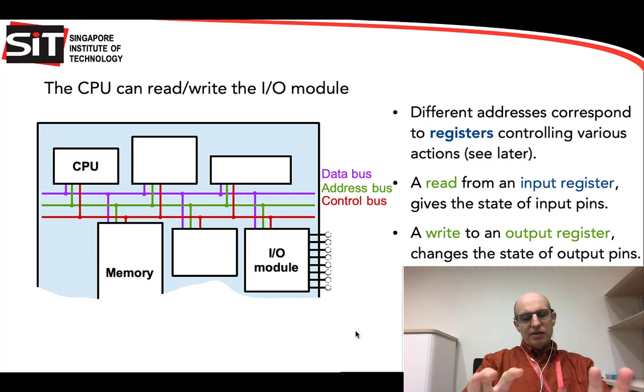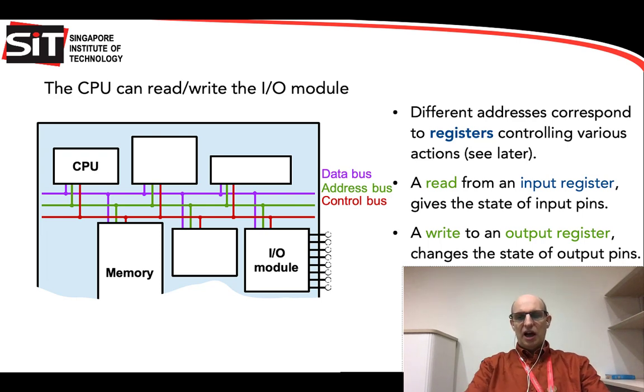So one of those modules inside a CPU is the I/O module, or GPIO module, and it's responsible for general purpose input output. And as it's shown in here, the I/O module has got some pins that go to the outside world, and it connects those via the data bus, address bus, and control bus to the CPU and other things inside that processor.